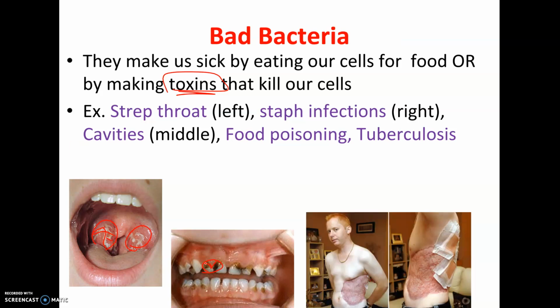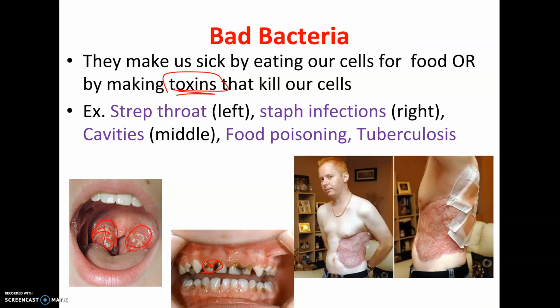Food poisoning, again, is caused by E. coli; there's E. coli food poisoning, there's botulism food poisoning. Tuberculosis is another example. This is actually on the right, flesh-eating bacteria. It's a staph infection, very scary.